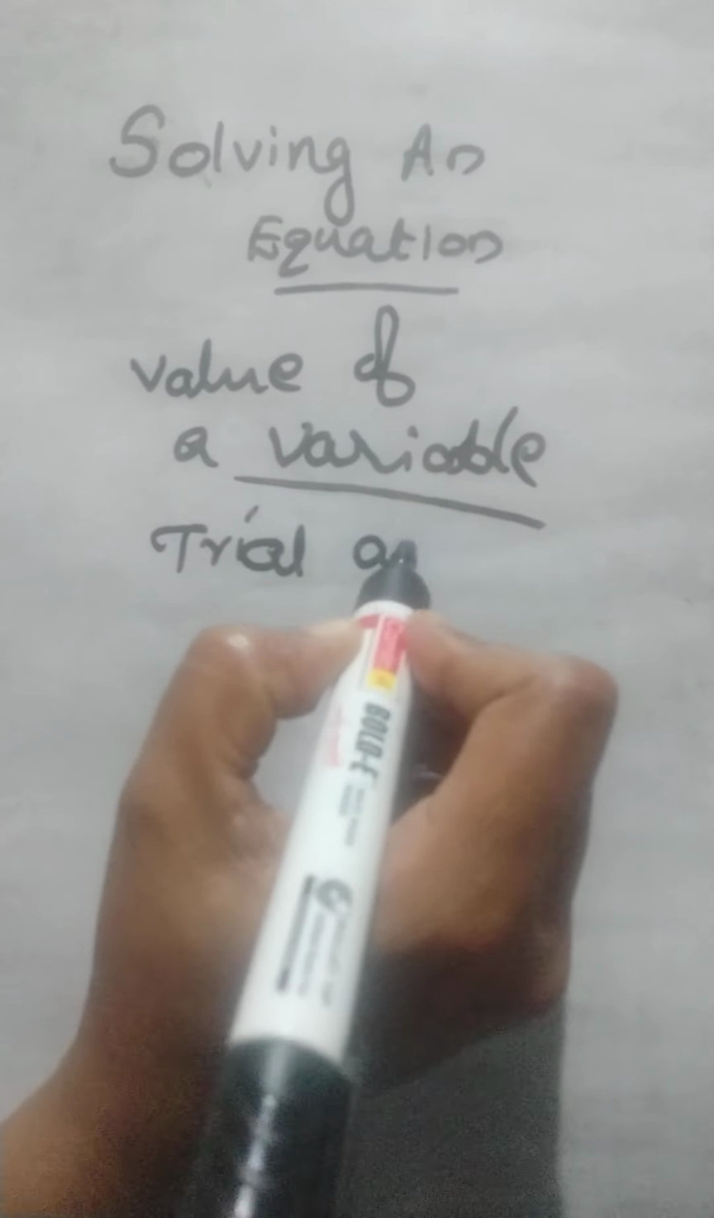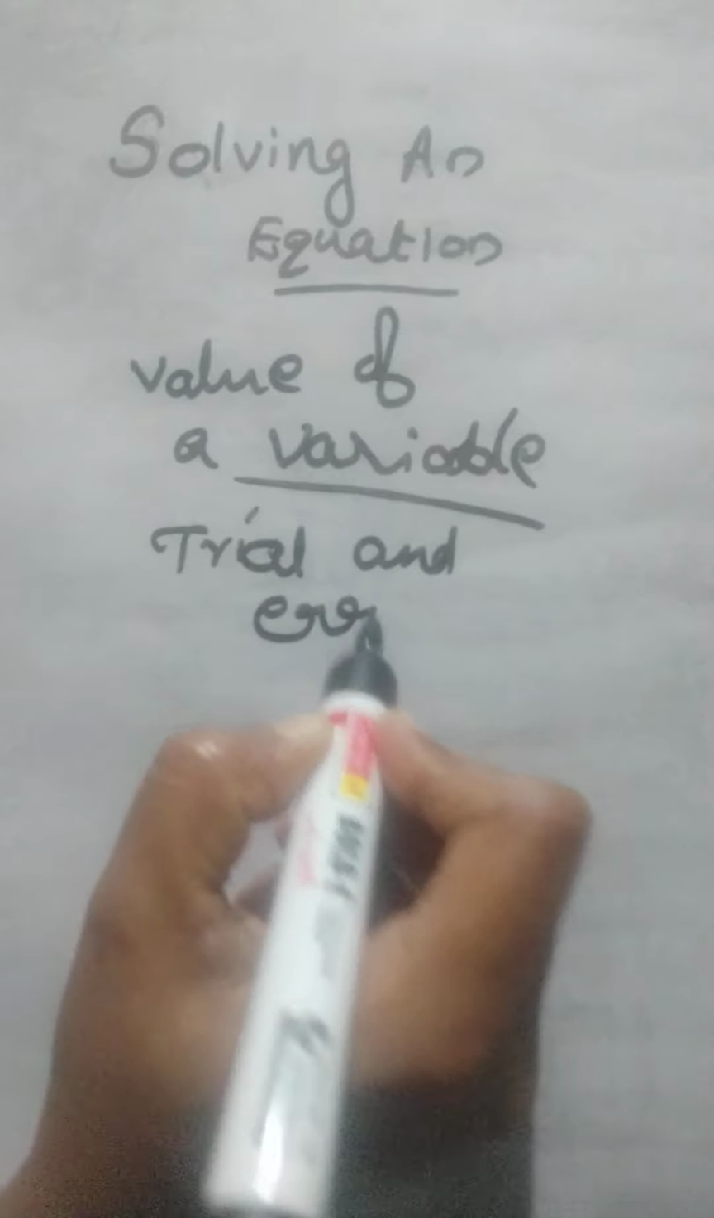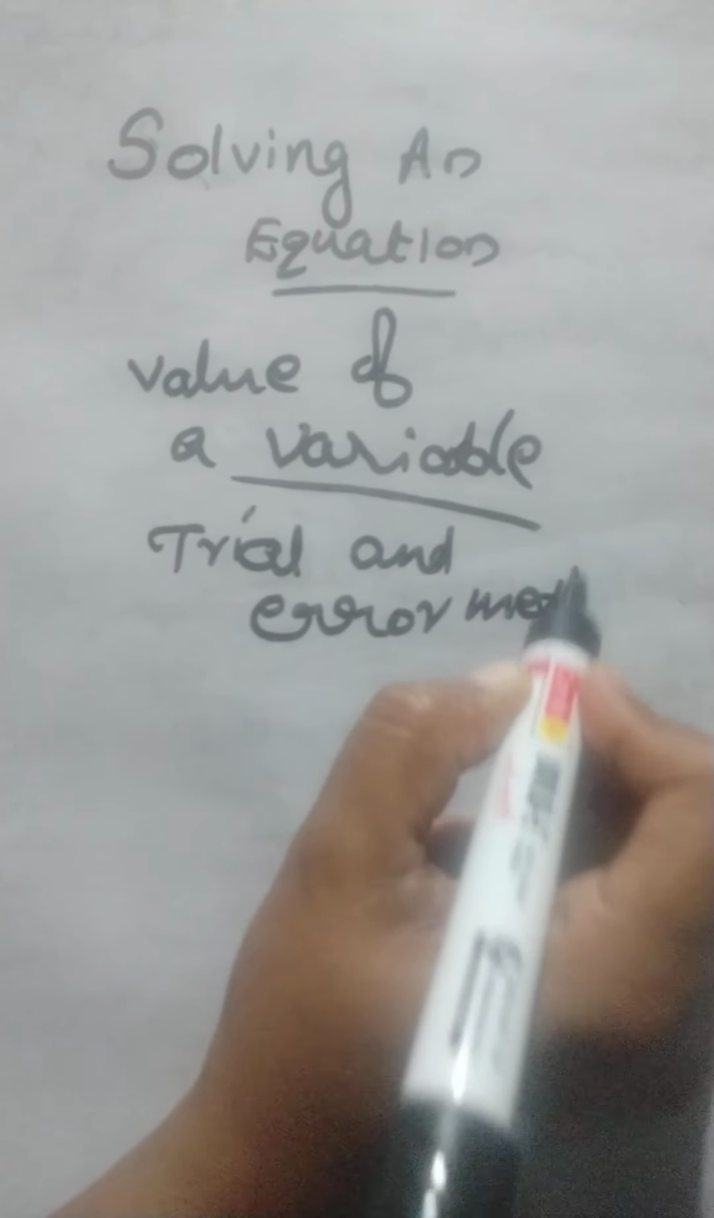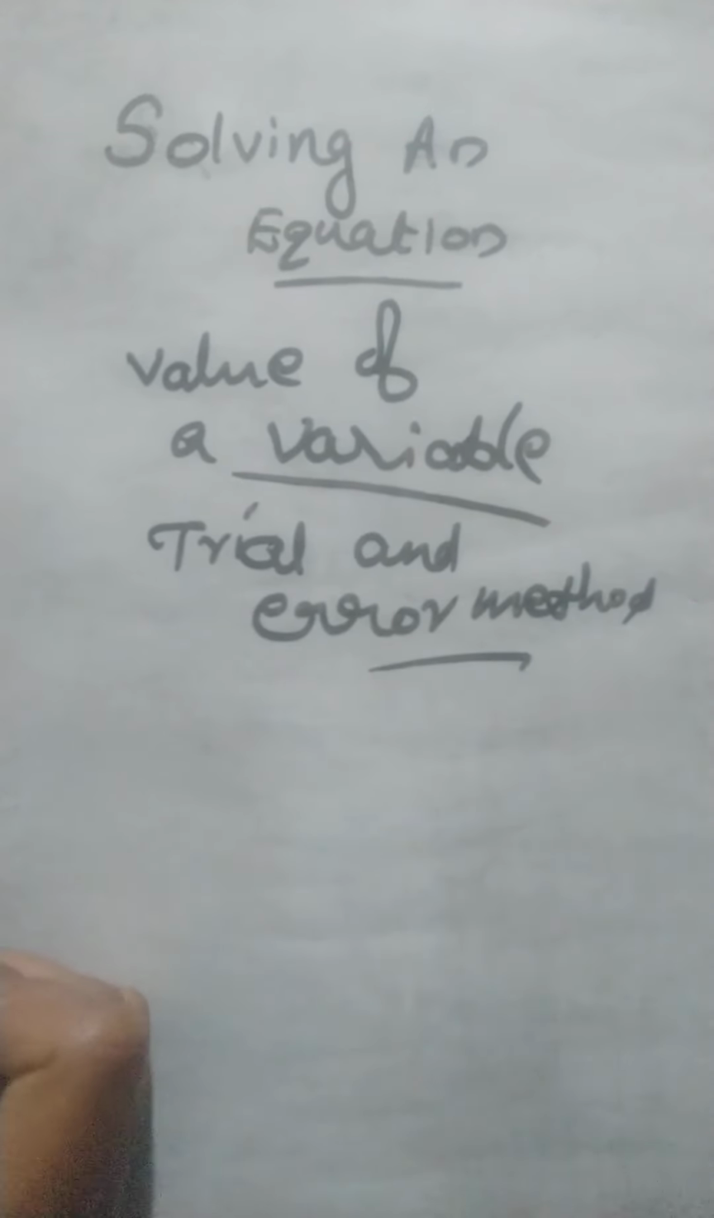Today we are going to study how we can solve an equation. What is that? Solving an equation means finding the value of the variable. We have studied how to find the value of a variable by using the trial and error method. This is the one method we studied in the last video.